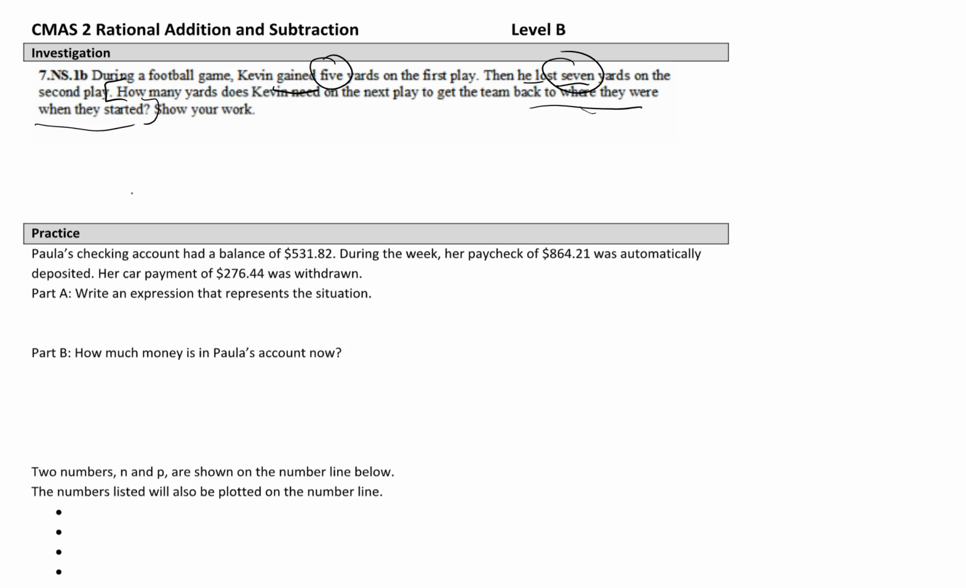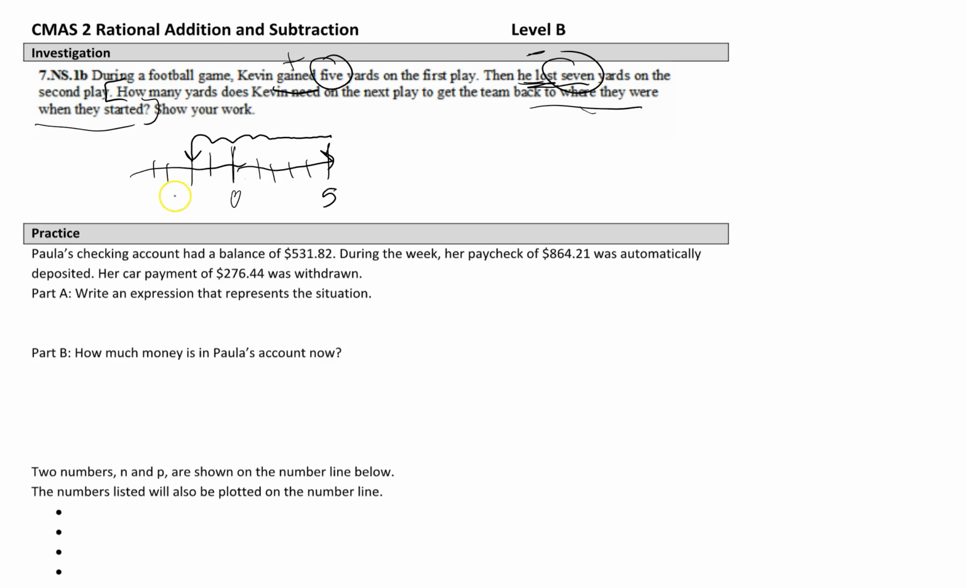So to visualize this, I'm going to say here's where they start. Let's just call it 0 because that's their beginning point. We know he gained 5, so gained is telling me it's positive, so I'm going to go up 1, 2, 3, 4, 5. And then he lost 7. Lost means he went back 7, so extend my number line a little bit here. If I count back 7, 1, 2, 3, 4, 5, 6, 7.